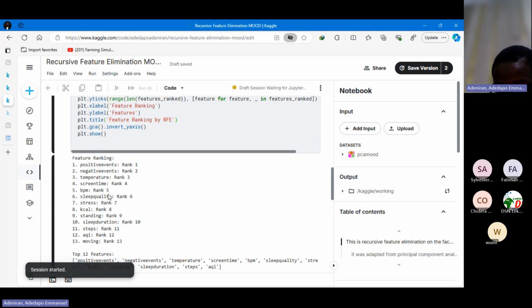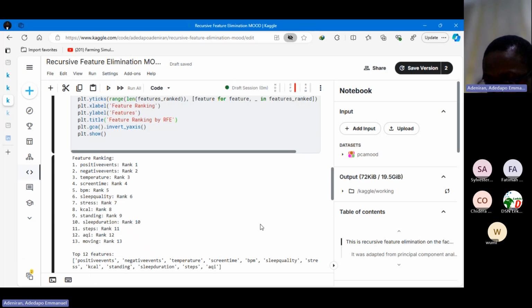And then you can select sleep quality also, because you have talked to your domain expert. Your domain expert will let you know that sleep quality is very important. Do not eliminate it. I hope that has answered your question concerning your prediction of what is responsible for health workers leaving Nigeria for greener pasture.